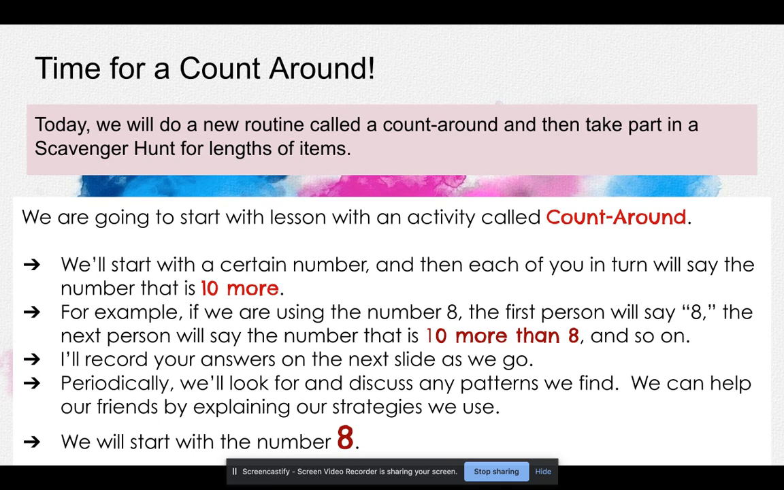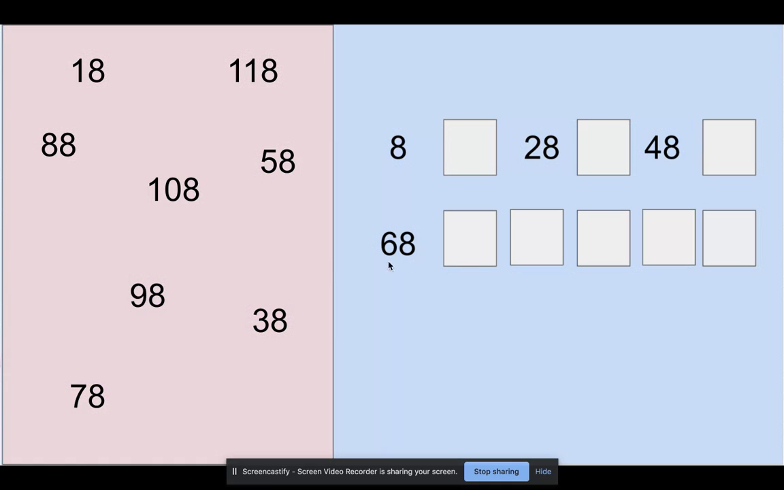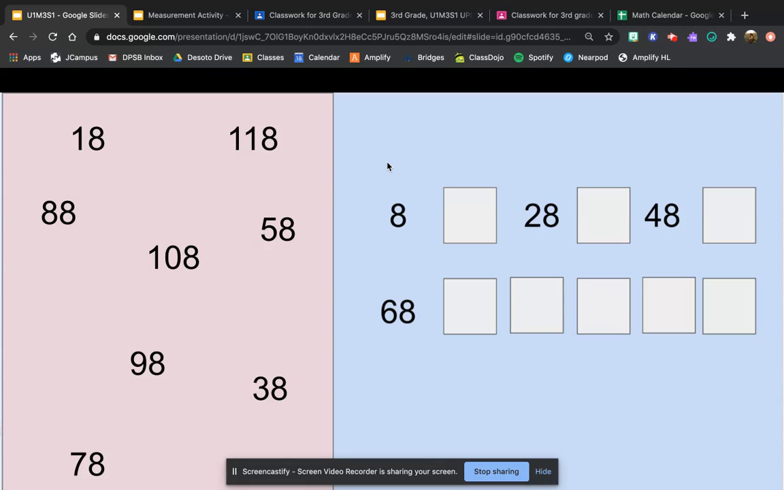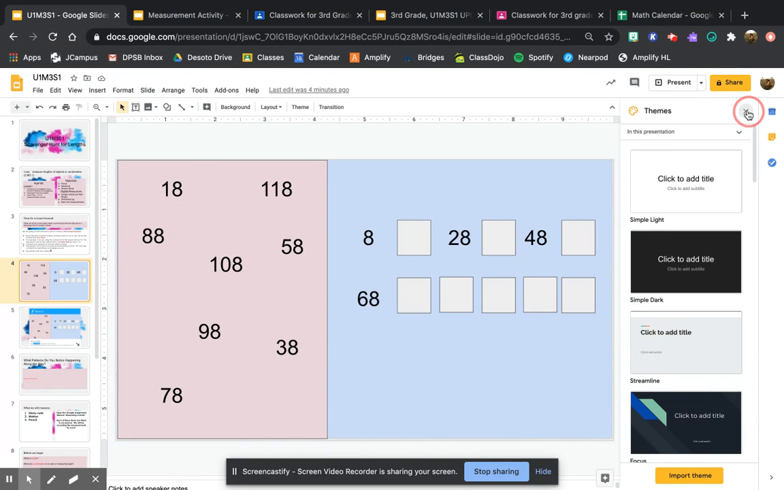But let's look at this first. This is how it's going to look. I have the number 8 right here. Remember that we're counting 10 more than 8. So what's going to be the next one? What would be 10 more than 8?